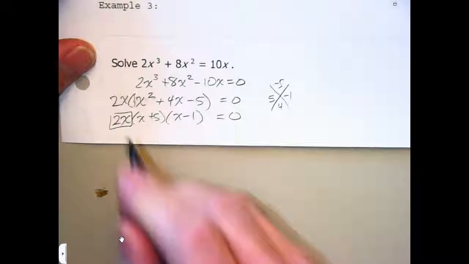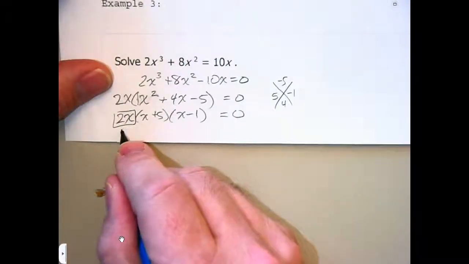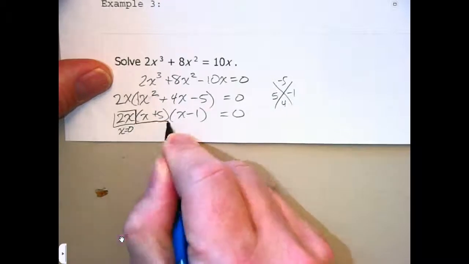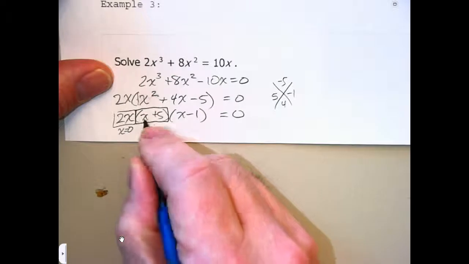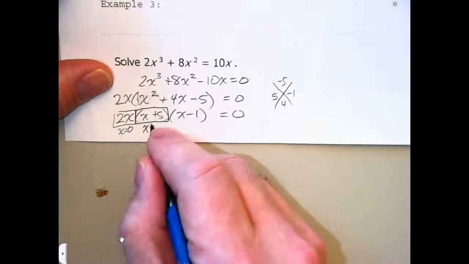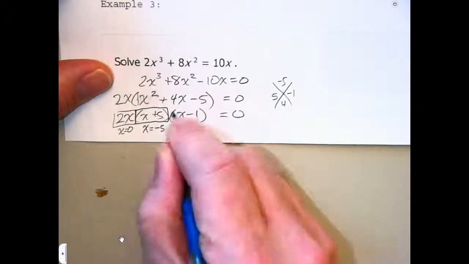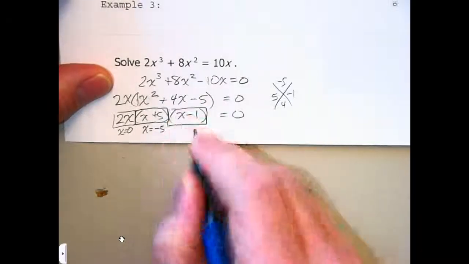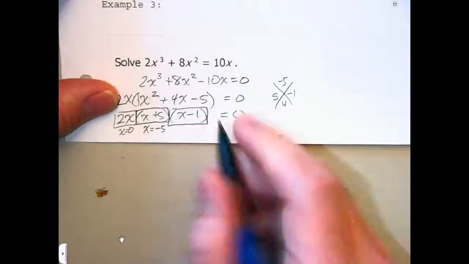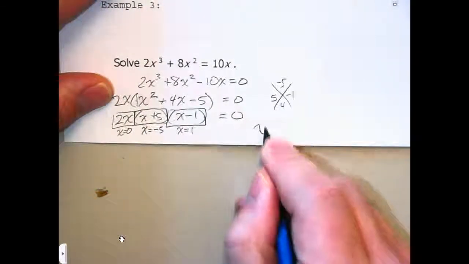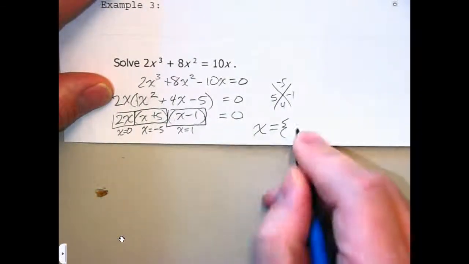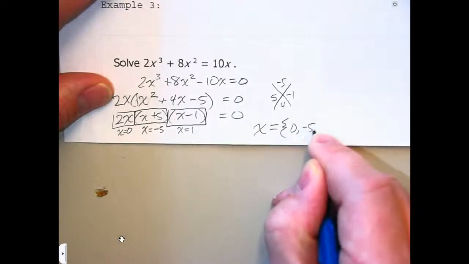If 2x equals 0, what's x have to be? 0. If x plus 5 equals 0, what's x have to be? What plus 5 makes 0? Negative 5. And if x minus 1 equals 0, what minus 1 equals 0? 1. Yep, so x equals the set 0, negative 5, and 1.